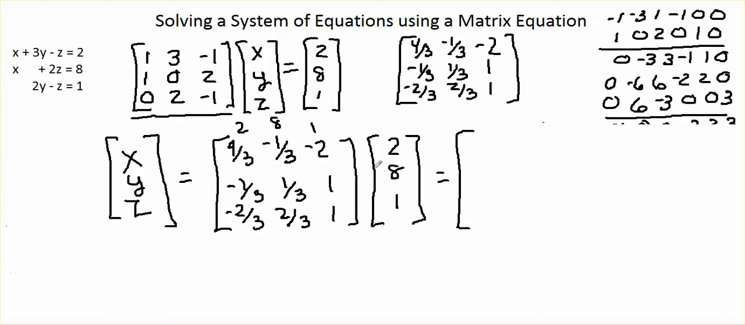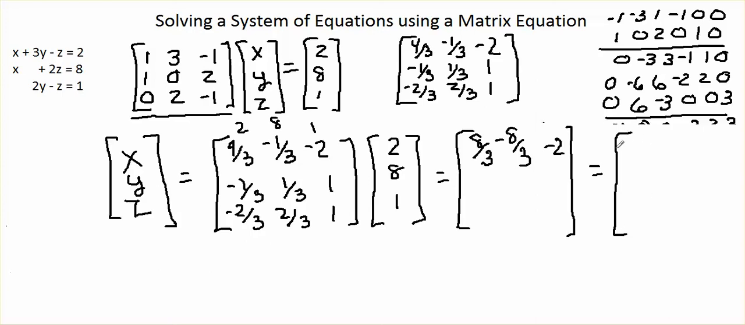And when I do that, 2 times 4 is 8/3. 8 times -1 is -8/3. And when I multiply that, I get a -2. Well, that's an easy answer, right? 8/3 minus 8/3 is 0, minus 2 is just a -2. Now let's go ahead and do the same here. I get a -2/3. 8 times 1/3 is 8/3. 1 times 1 is 1. We add all these together. -2 plus 8 is 6/3 is 2 plus 1 is 3.